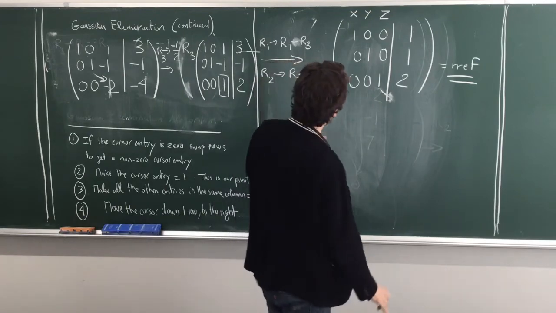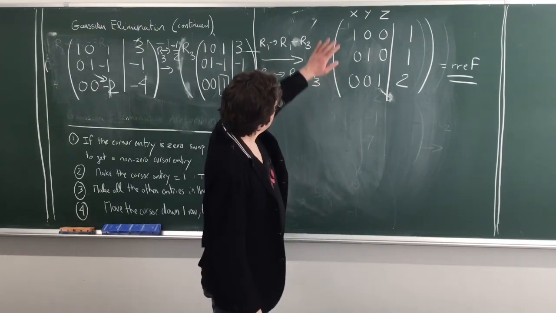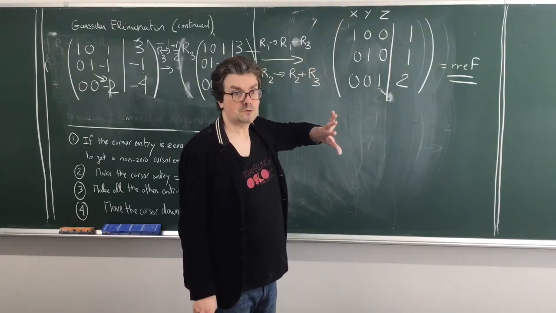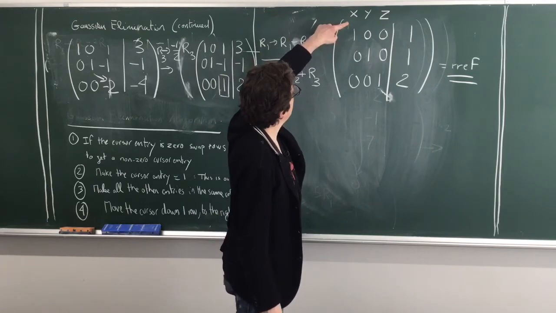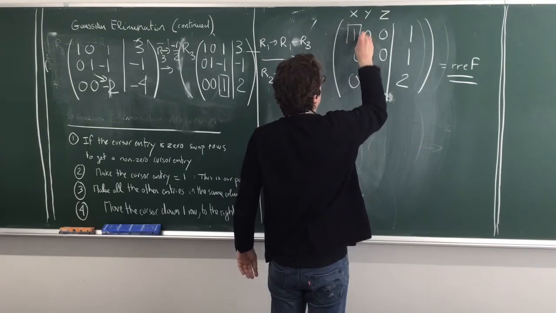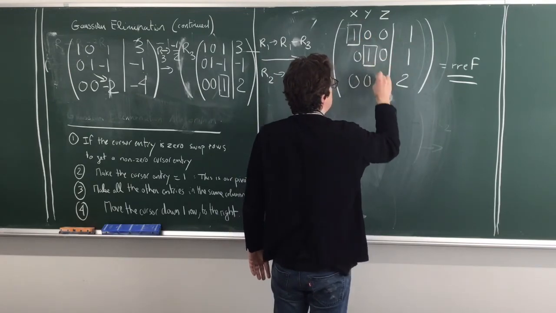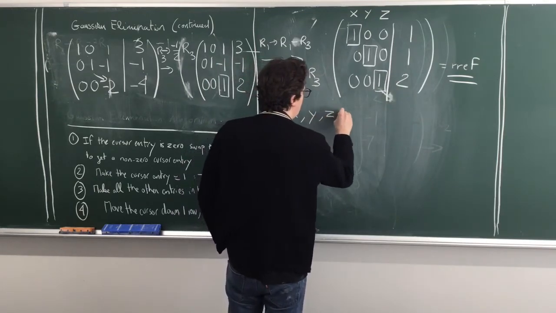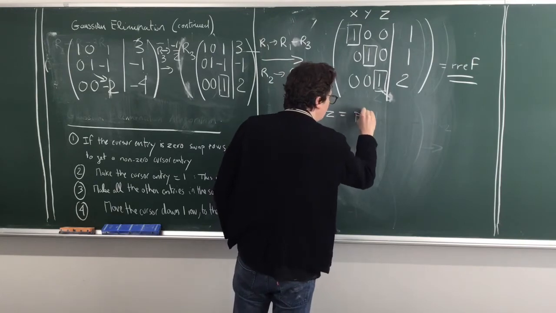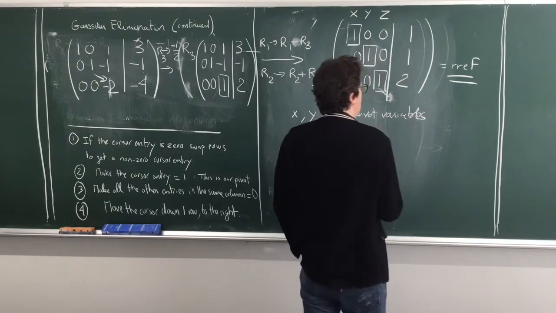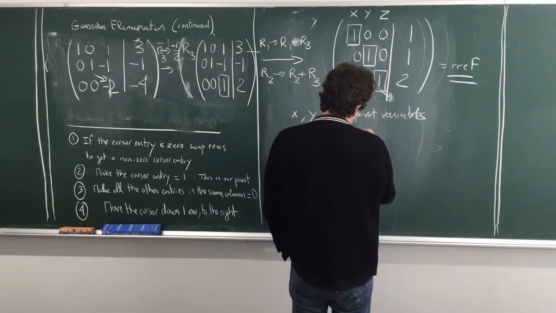Second thing, remember that we have two kinds of variables. We have the pivot variables and the free variables. Pivot variables correspond to columns where there is a pivot. So let's write down our pivots. This is a pivot, this is a pivot, this is a pivot. Here you can see that x, y, and z are pivot variables. Which means that in this case, I have no free variables.